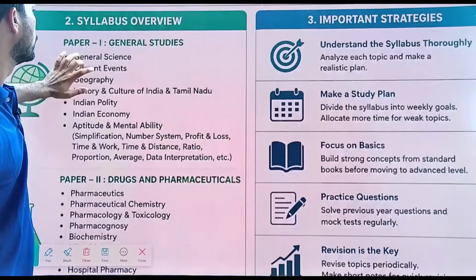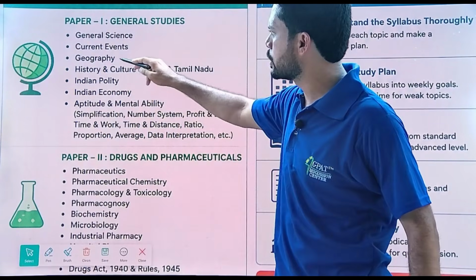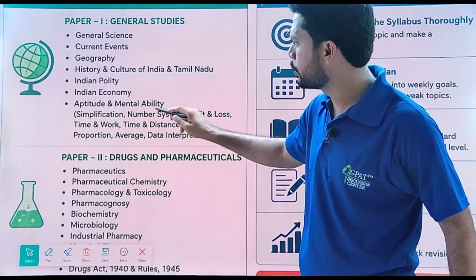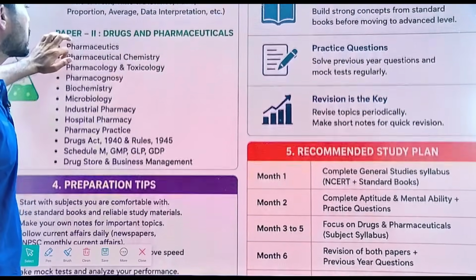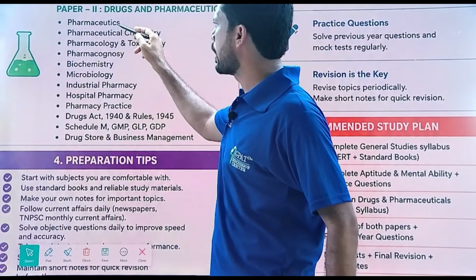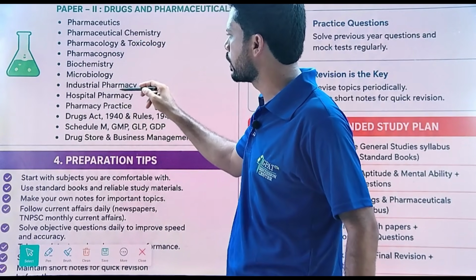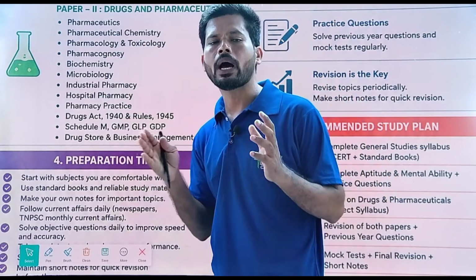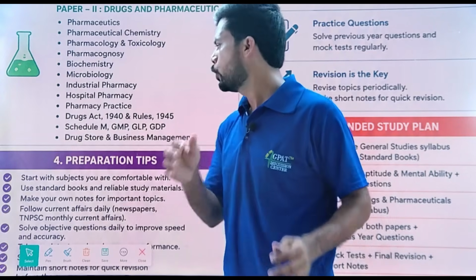In the syllabus overview, paper 1, general studies, covers general science, current events, geography, history and culture of India, Indian polity, Indian economy, aptitude, mental ability, etc. Regarding paper 2, drugs and pharmaceuticals, there are different topics: pharmaceutics, pharmaceutical chemistry, pharmacology, toxicology, biochemistry, microbiology, industrial pharmacy, hospital pharmacy, pharmacy practice. Regarding the syllabus, I already made a detailed video on our GDC English Classes YouTube channel. You can go there also.